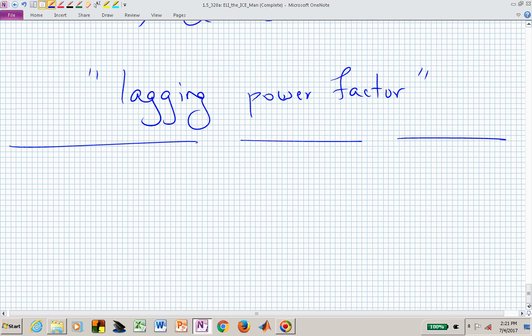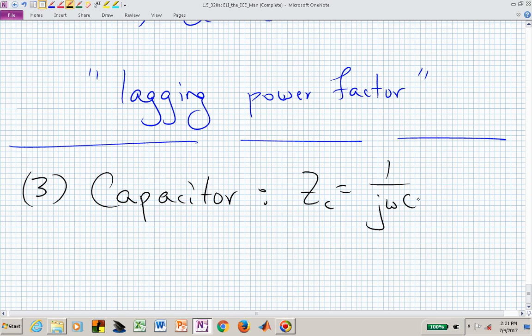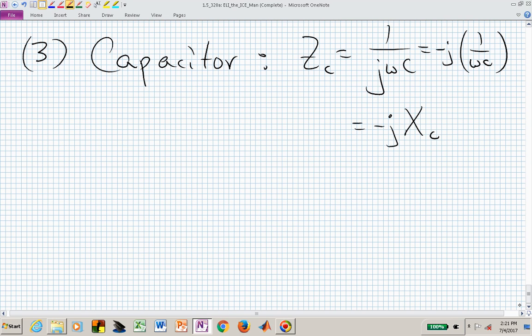We can quickly do this same kind of thinking for a capacitive circuit, or in fact, to start with, just a capacitor itself. The impedance of a capacitor is 1 over j omega C. This is now minus j. If we multiplied by j over j, or 1, then we have a minus j scaling 1 over omega C, or we now have minus j times the reactance of that capacitor, X sub C.